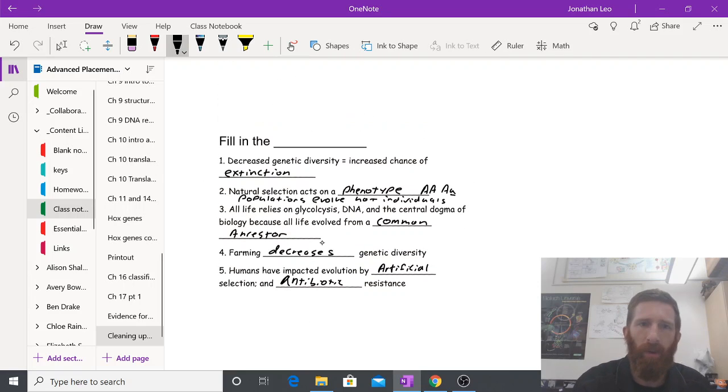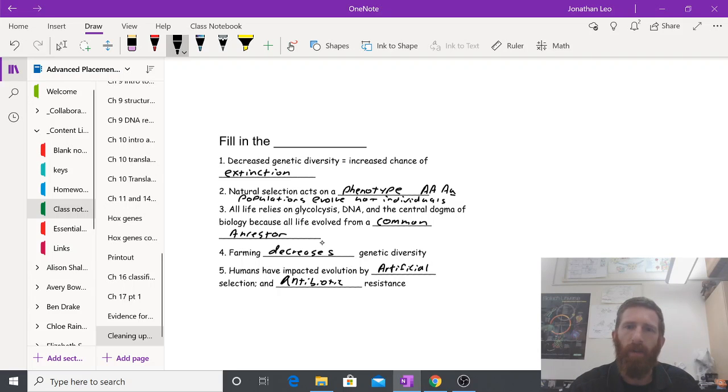And then last but not least, this is it. Good old fill in the blank, just to make sure that we get everything. So decreased genetic diversity equals an increased chance of extinction. If something catastrophic happens and you don't have a lot of genes in your gene pool, in your genetic toolbox, then Darwin says you die.